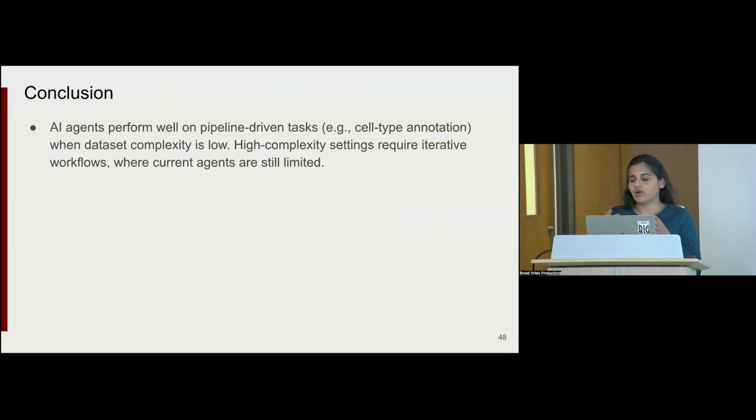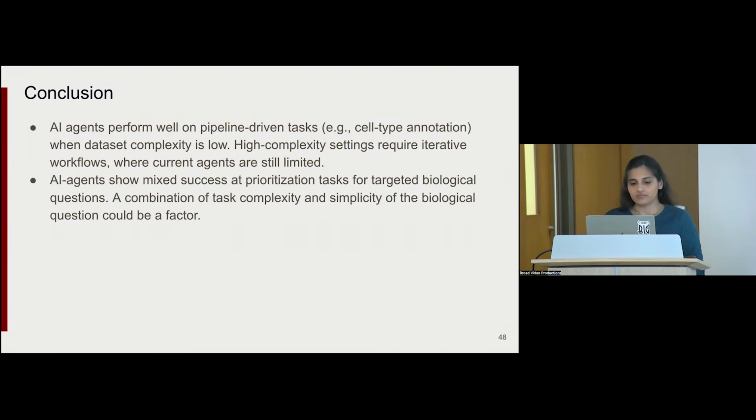The agents were actually almost always exactly following what the ScanPy recommended pipeline was. And that, I think, is a nuance that leads to a lot of difference between high complexity and low complexity datasets, and probably something that humans are really good at identifying, but the agents are not there yet.